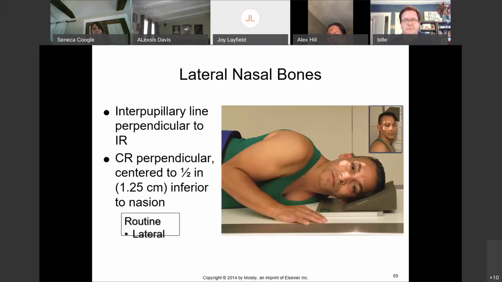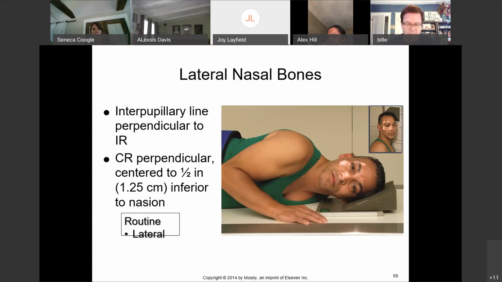Here's your little nasal bones. Now, this little bone is so small, your CR needs to be perpendicular to the nasion, a half inch below the nasion. The interpupillary line has to be perpendicular to the IR. With the CR, you could collimate down just to the nasal bone area, but digital doesn't like that tight collimation, so you may have to keep it open a few inches. But it's so small, this one you need to really set your own technique for, because you can burn out the nasal bone quite easily.